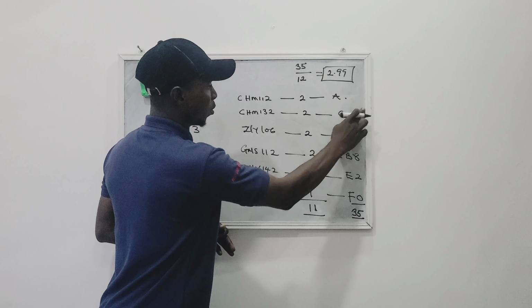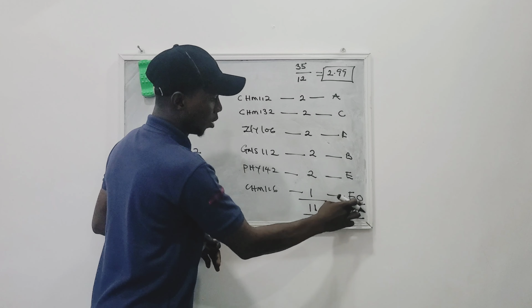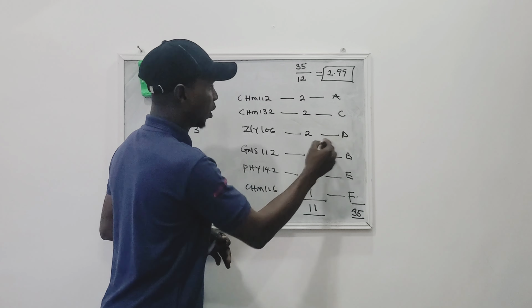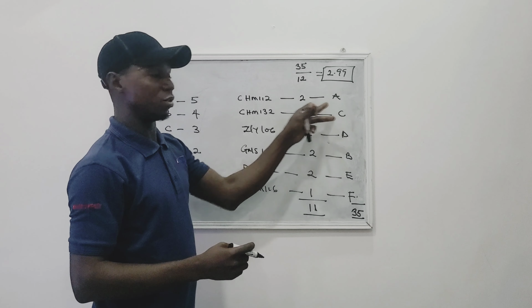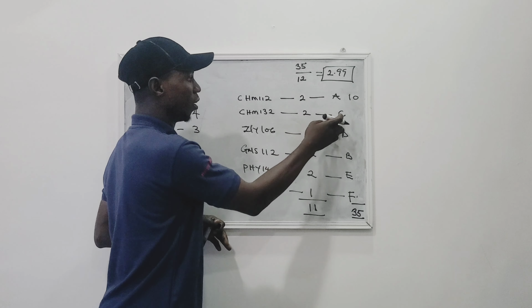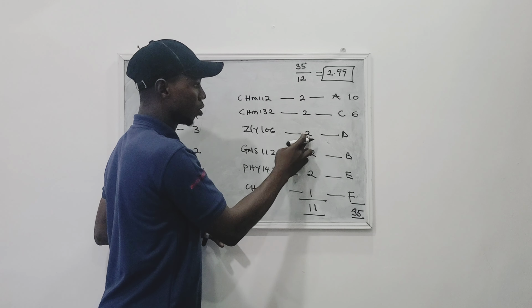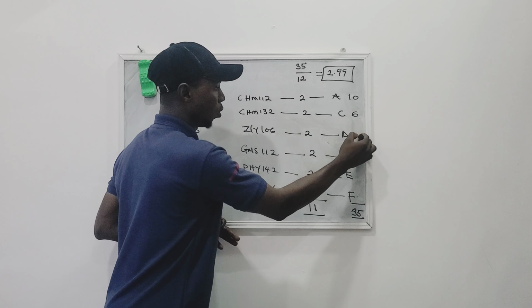Now this thing will change as well. All this we have to change. So here that is a 2-unit course and it is A. You know A is 5 as usual. This will be 10. This is 2. Grade C is 3 points. That's 6. This is a 2-unit course. Grade D is 2. That's 4.